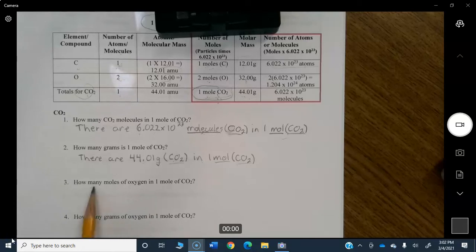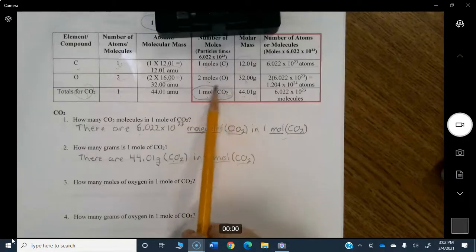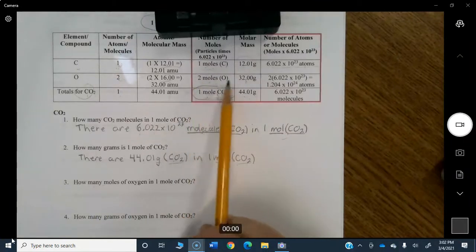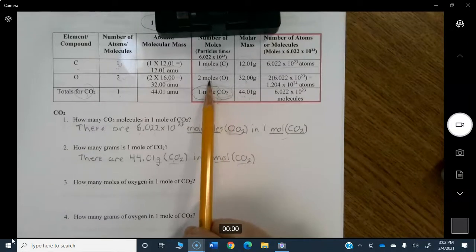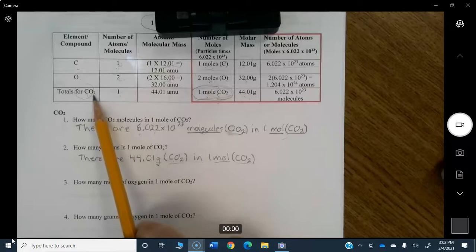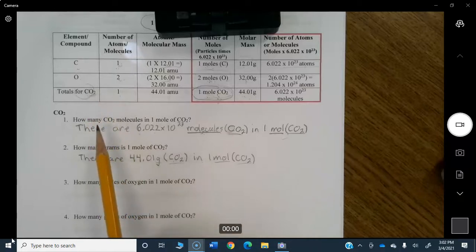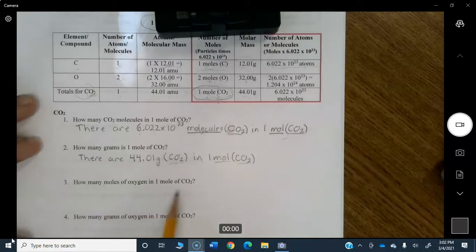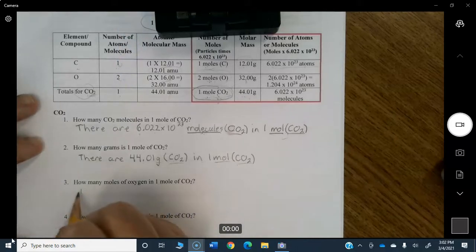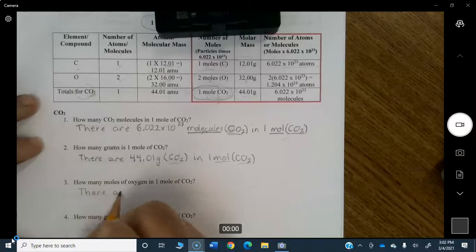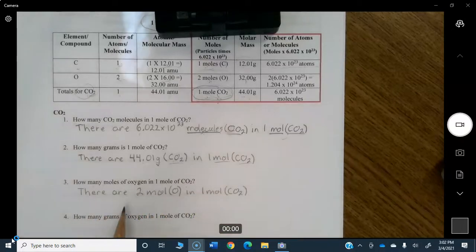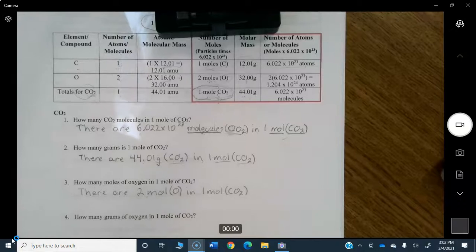So number 3 is how many moles of oxygen in 1 mole of CO2? So in 1 mole of CO2, you need 2 moles of oxygen. You need twice as many oxygen atoms as you have CO2 molecules. So it's a 2 to 1. There's 2 oxygen, in other words, for every 1 CO2 molecule. So the question is how many moles of oxygen in 1 mole of CO2? So there are 2 moles of oxygen in 1 mole of CO2. Again, unit of measure and substance. Unit of measure and substance.